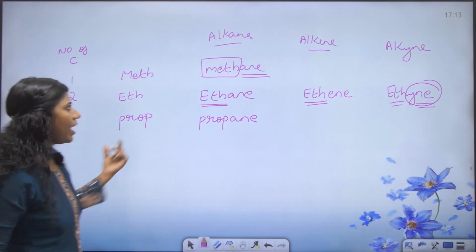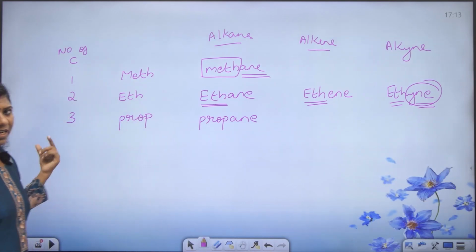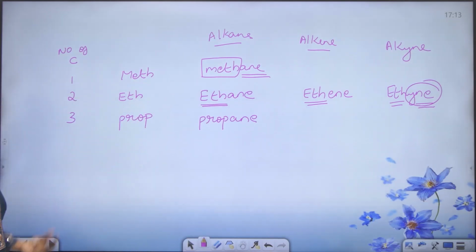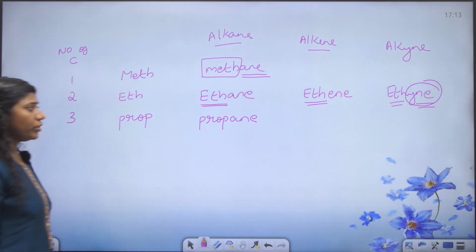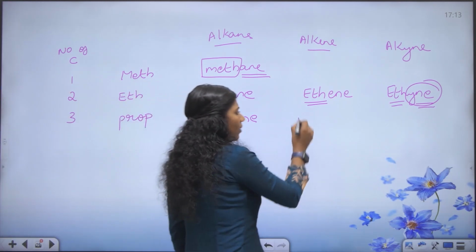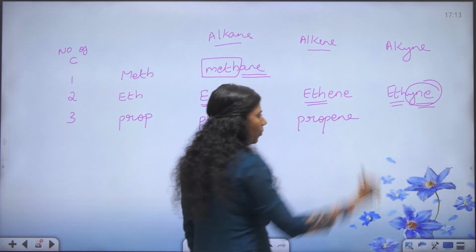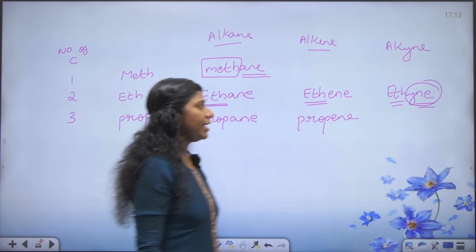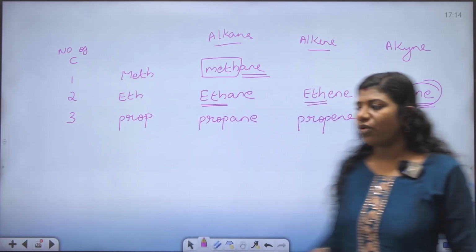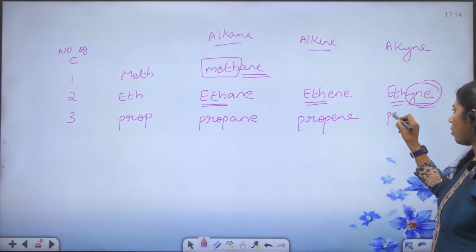Propane. And total number of carbon atoms 3, one double bond is present. Any one of the carbon-carbon bonds is a double bond. That means the compound is an alkene, so the name of the compound is propene. And if any one of the bonds is a triple bond, the name of the compound is propyne.